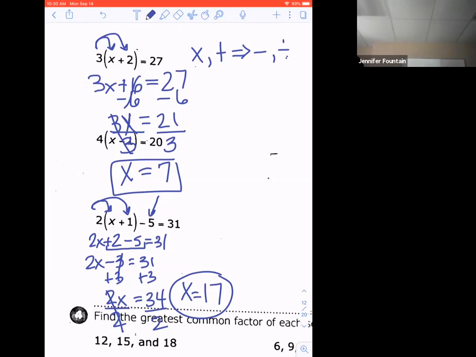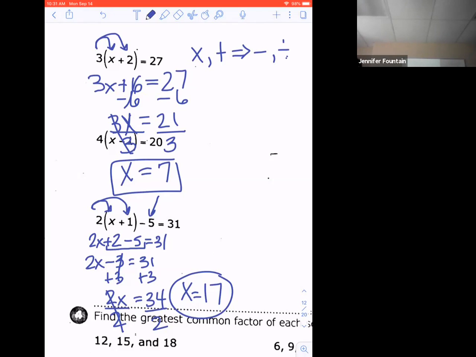The one below that, we have 4x minus 1 equals 20. We had to distribute the 4. We ended up with 4x minus 4 equals 20. So we used the distributive property. Then we had to subtract 4 from each side. I'm sorry, add 4 to each side. And then divide by 4. And x was 7.